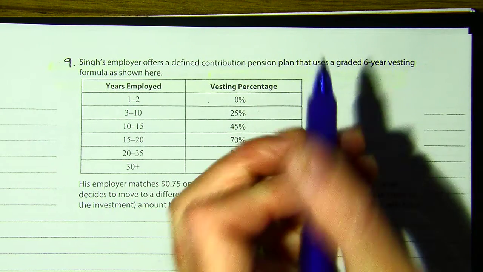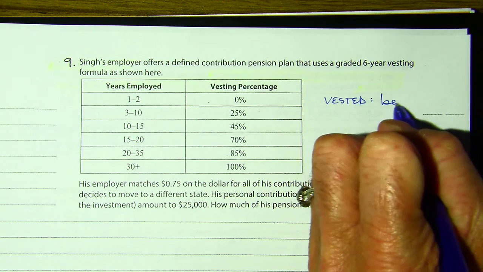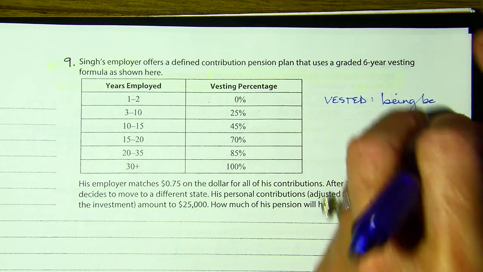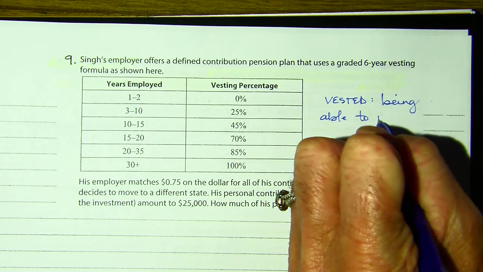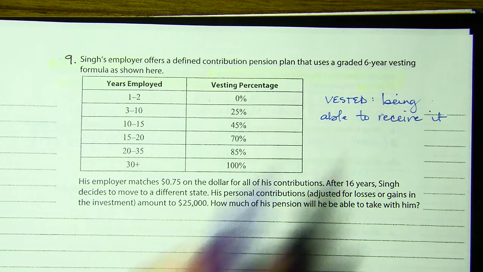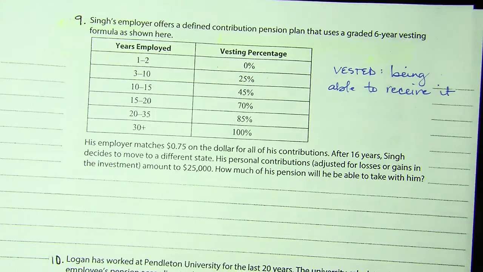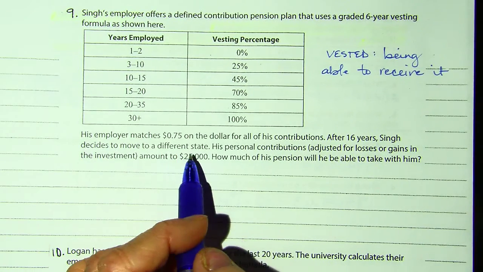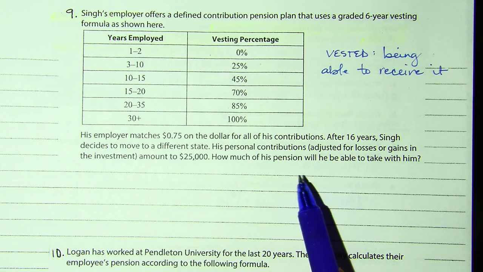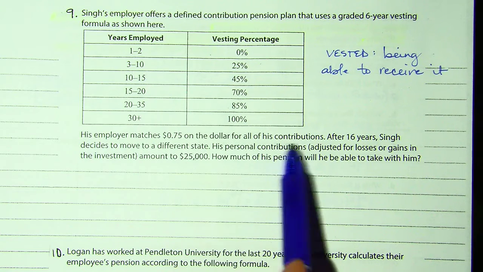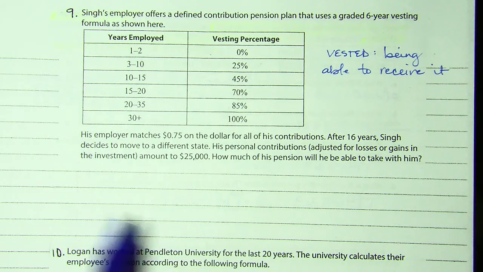So let's talk about the word vested. Vested means being able to receive it. So vested is the percent you're able to receive. So his employer matches 75 cents on the dollar for all his contributions. After 16 years, he decides to move to a different state. His personal contribution, adjusted for losses and gains, amounts to $25,000. How much can he take with him?